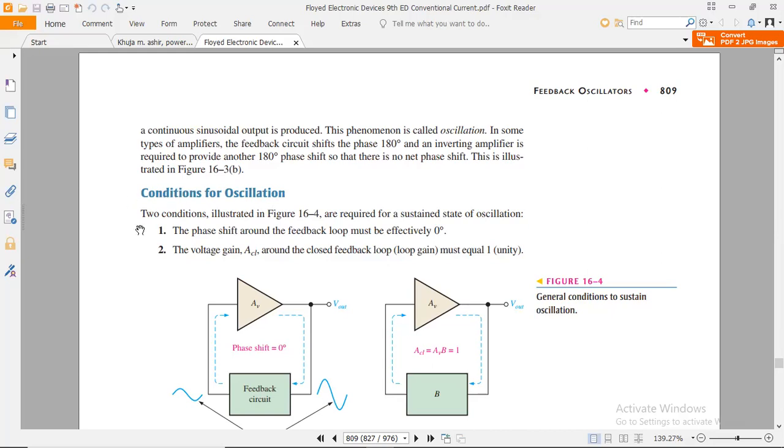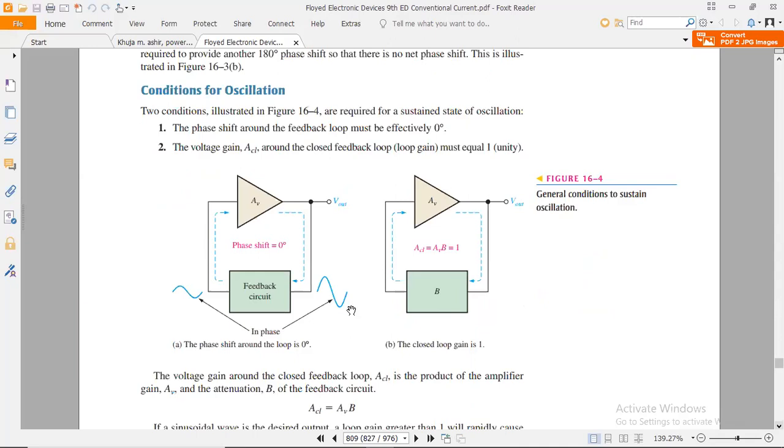Conditions for oscillation. So we have to understand this phenomenon as well. There are two conditions which are illustrated in the below mentioned figure. First, the phase shift around the feedback loop must be effectively 0 degree. In this figure you can see the phase shift around the feedback loop must be effectively 0 degree, which means the starting phase of the input signal and the producing output at this level are both in phase. They are not out of phase with each other. They are on 0 degree phase shift, or we can say they are in phase.